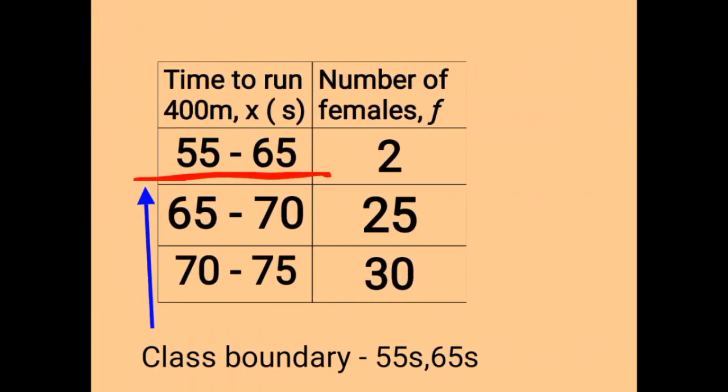Now let's take a look at how to find the class boundary for the first row of the table. Class boundary is the range of each group of data. As you can see here, the data has no gaps and hence the class boundaries for the first row are 55 seconds and 65 seconds. Since there are no gaps, the class boundaries are the numbers of the class.